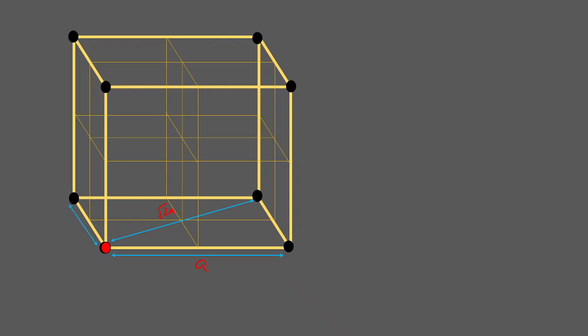This is another edge along the edge direction, a. This is along a body diagonal, root 3a distance, right? So the first nearest neighbor will definitely be along a. You will have to do a little bit of calculation to figure out which distance is longer and shorter, and of course the first nearest neighbor will be along a. So along edges, and the number would be 6.